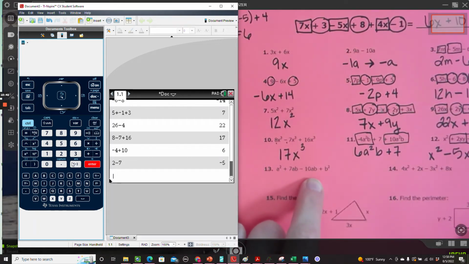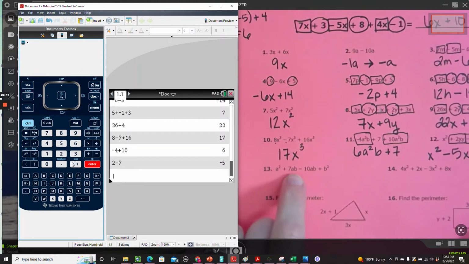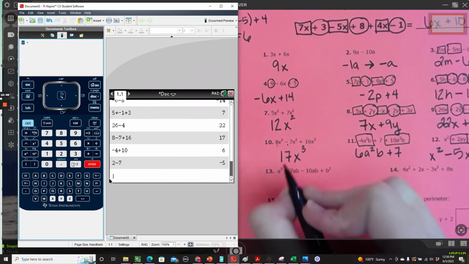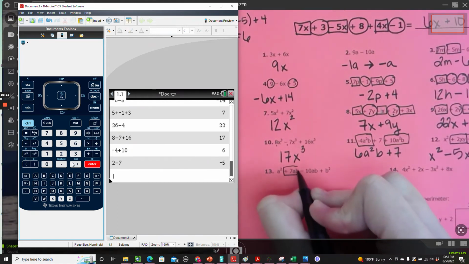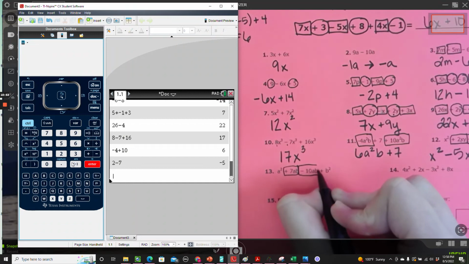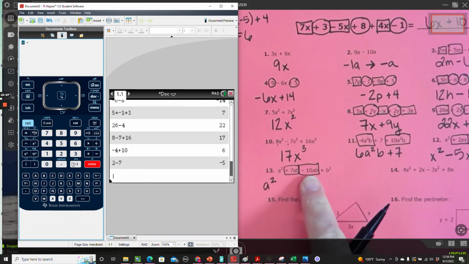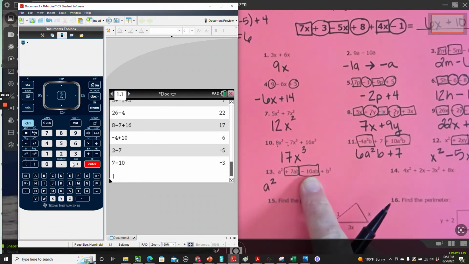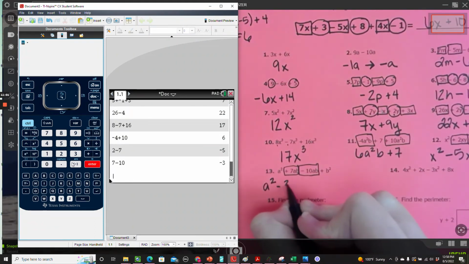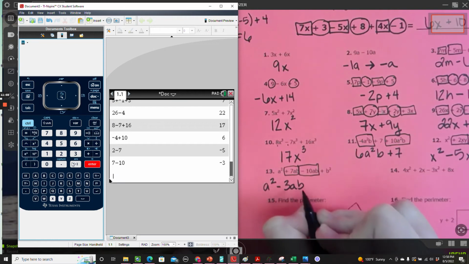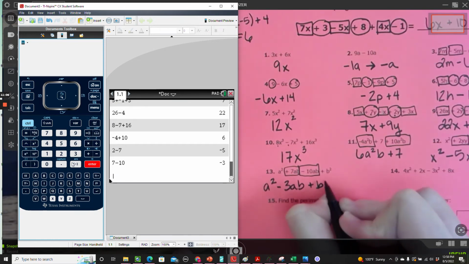Okay, matching everybody up. A squared, 7ab minus 10ab plus b squared. The only like terms are the plus 7ab and the minus 10ab. So a squared, 7 minus 10 would be a negative 3ab plus b squared.